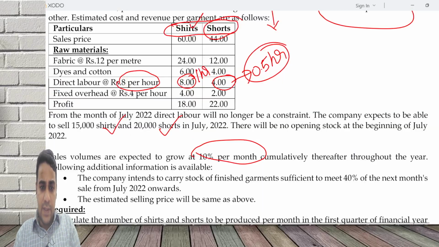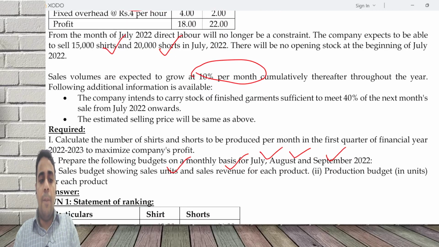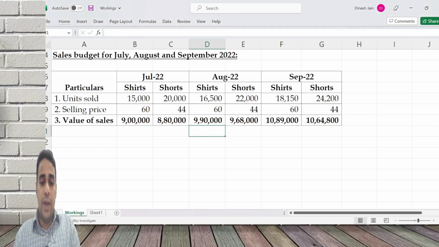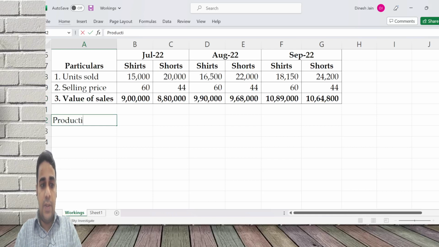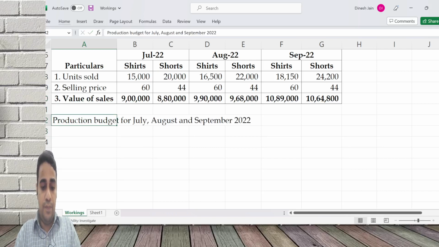Apart from the sales budget, the question has also asked for a production budget in units for each product. Production budget is sales, add closing stock, less opening stock. Just the units are needed. Value is not possible because for value I need the cost price. Production budget for July, August, and September 2022.